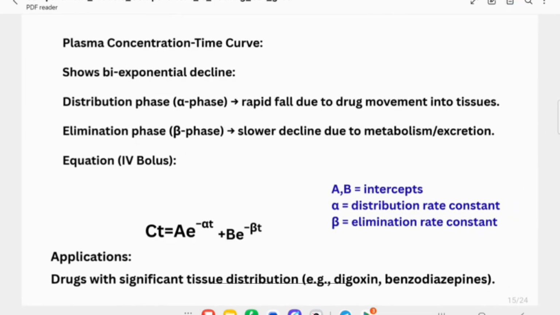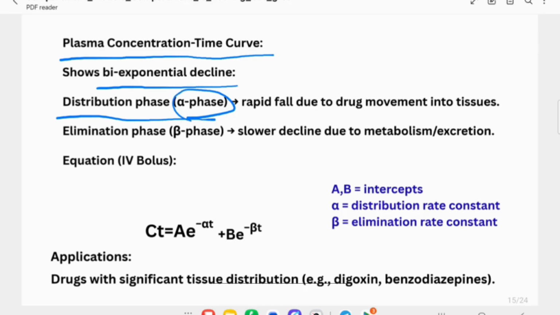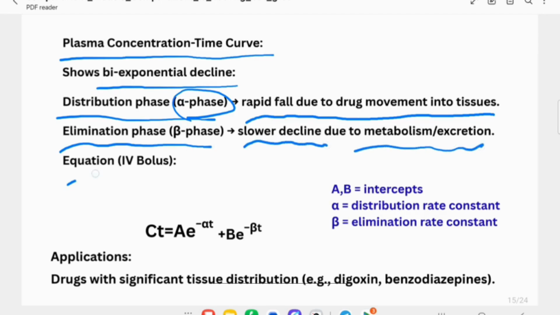Here we can see the plasma concentration versus time curve. It shows a bi-exponential decline. The distribution phase, which is called the alpha phase, shows a rapid fall due to drug movement into the tissues, and in the elimination phase, that is the beta phase, there is a slower decline due to metabolism and excretion.